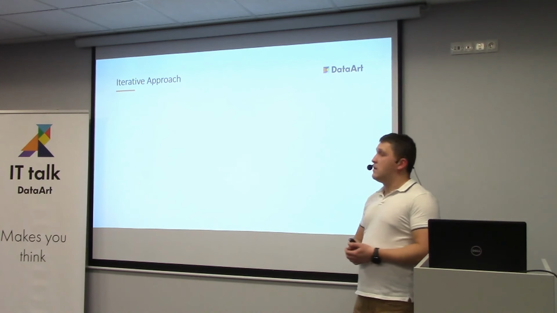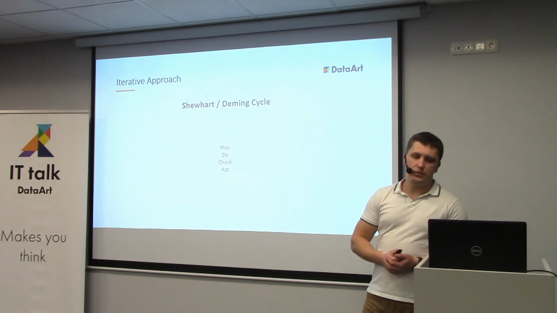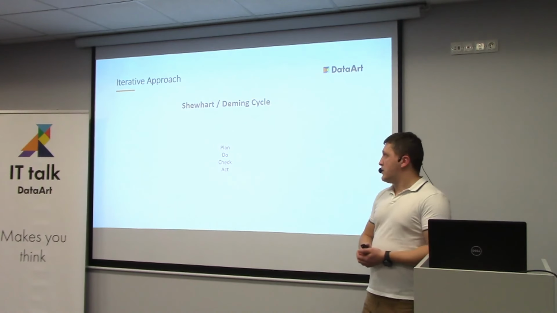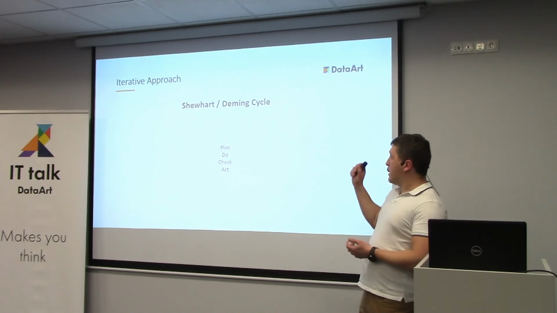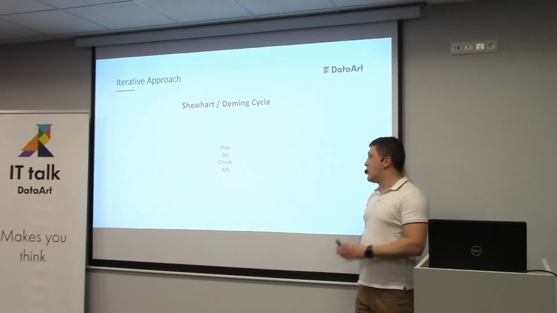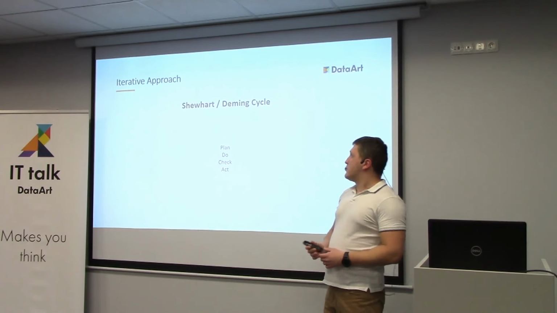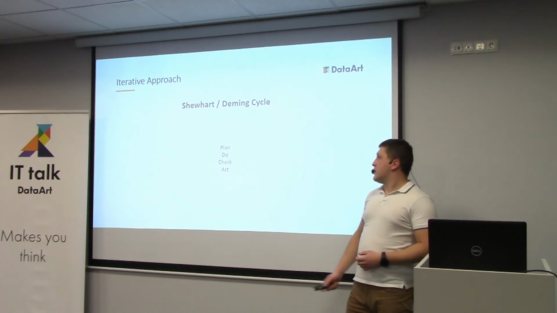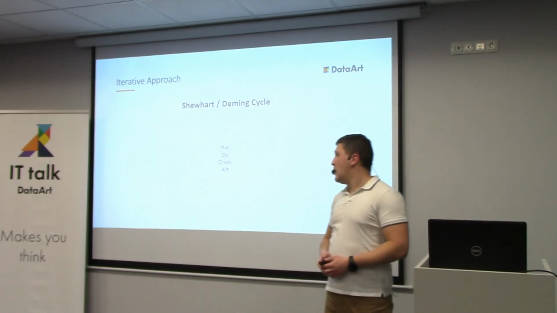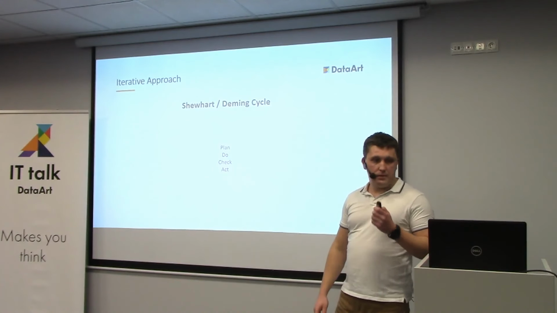Now, speaking about the iterative approach, the iterative life cycle is based on a concept that was proposed by two great professionals in quality control and management, William Deming and Walter Shewhart. This is commonly known as the Shewhart-Deming cycle, with different names, and generally is often referred to as the PDCA cycle, which stands for Plan, Do, Check, Act. These are the aliases of activities that we do within that cycle.